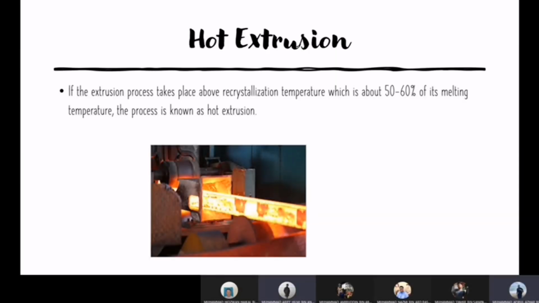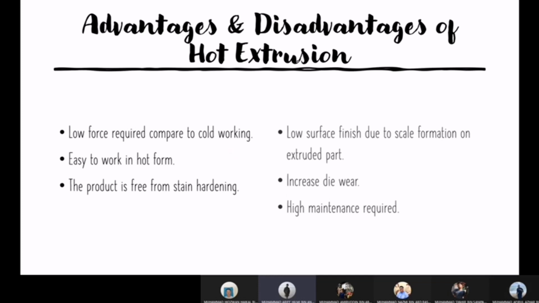Hot extrusion. Hot extrusion is the process that takes place above recrystallization temperature, which is about 50 to 60% of its melting temperature. Next, the advantage and disadvantage of hot extrusion. The advantages are low force required compared to cold working, easy to work in hot form, and the last one, the product is free from strain hardening. The disadvantages are low surface finish due to scale formation on extruded part, increased die wear, and the last one is high maintenance required.